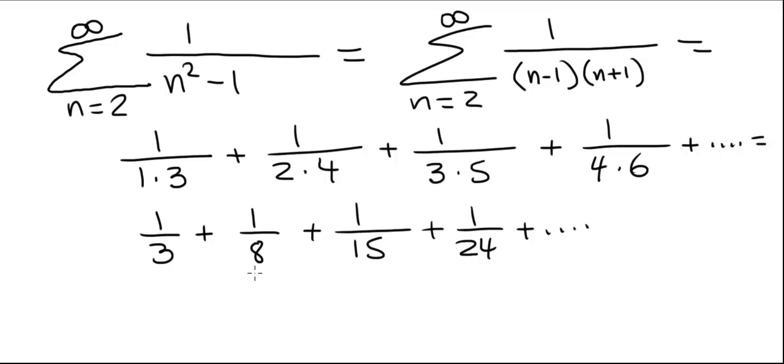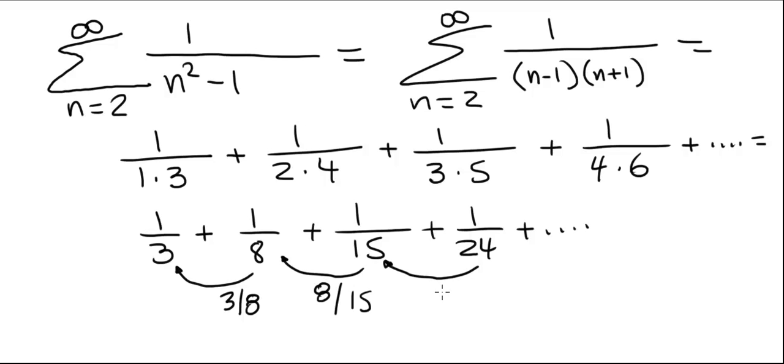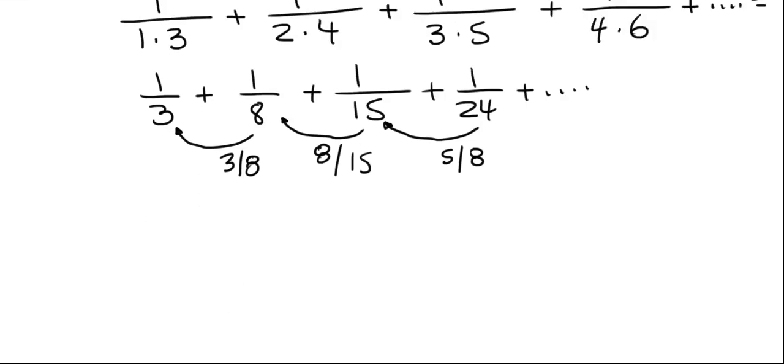Now this is not a geometric series, because if we take a ratio of a term divided by its predecessor, 1/8 divided by 1/3 is 3/8. 1/15 divided by 1/8 is 8/15. And 1/24 over 1/15 is 15 divided by 24, which is 5/8. So if this was a geometric series, all these ratios would be the same, but since they're not, this is not a geometric series and we cannot solve it that way.